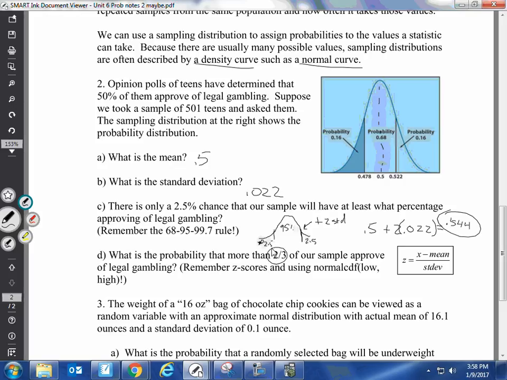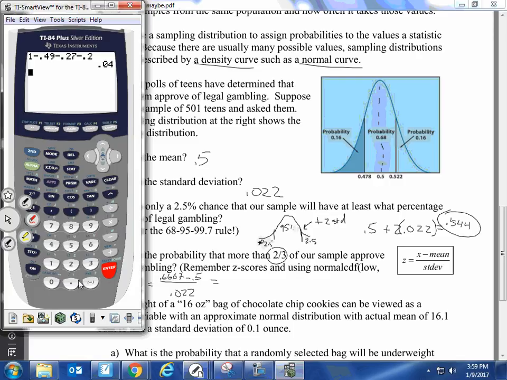Part D, what is the probability that more than 2/3 of our sample approve of legal gambling? So we got 66.6667%. Now we have that as an observation. We will turn that into a z-score using our familiar formula, observation minus the mean divided by the standard deviation. So I'm going to take that 2/3, subtract the mean, which in this case happens to be 0.5, and divide by the standard deviation, which is 0.022. 2/3 minus 0.5 divided by 0.022, and I get a z-value of 7.57. Okay, that's huge.